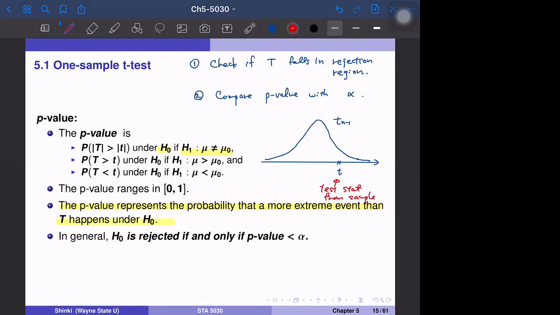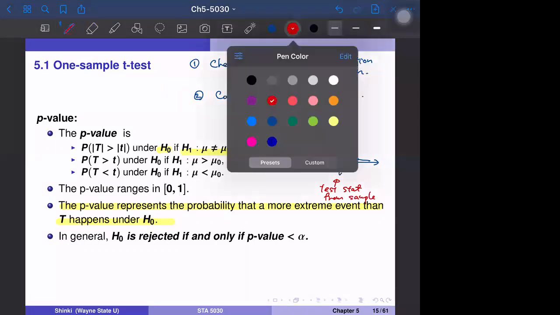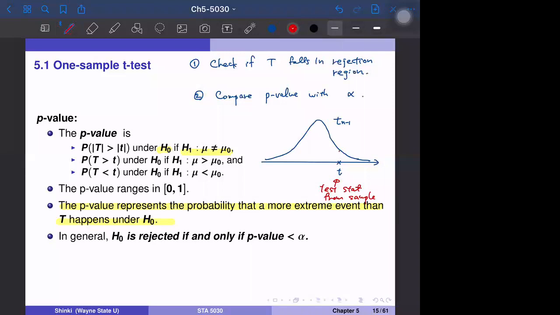And how extreme is this situation? We think about the probability that a more extreme event happens under the null hypothesis. Then a more extreme event is defined as the test statistic falling in this area. So the total of these two areas is called the p-value. So the p-value represents the probability that a more extreme event than our sample t happens under H0.